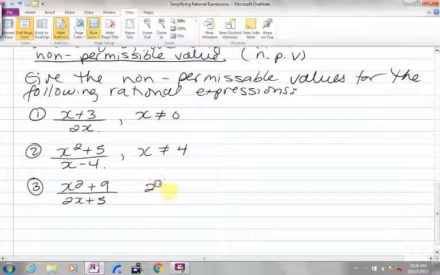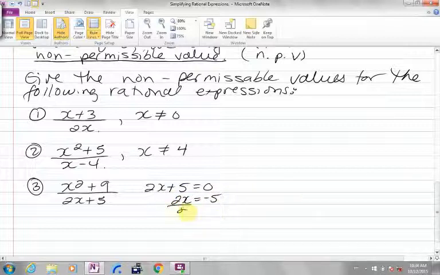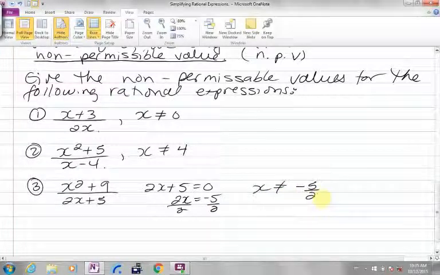So you take 2x plus 5 and you say, when is that equal to 0? Okay, solve for x. So you move the 5 to the other side. Then you divide by 2. So we'd say x cannot be equal to negative 5 over 2 or negative 2.5. Right? So you've got to be careful. Does this remind you of anything?